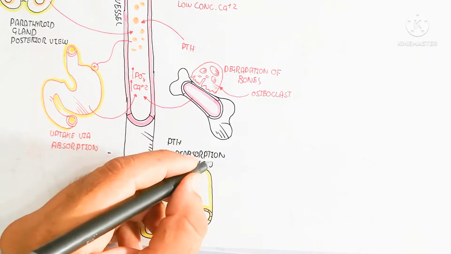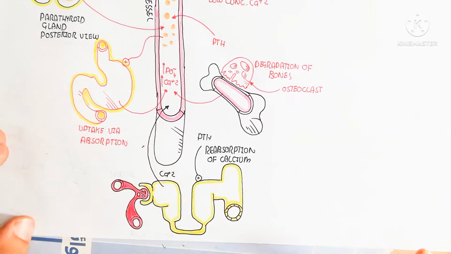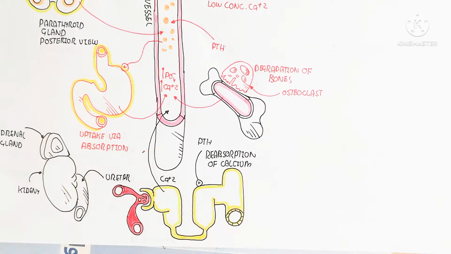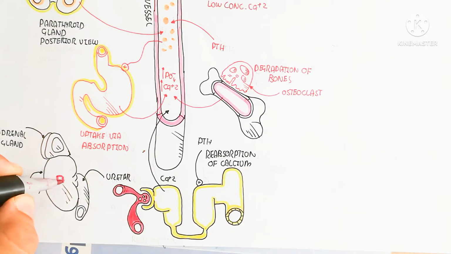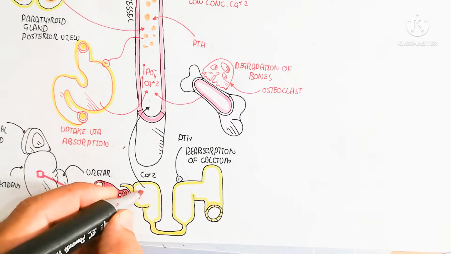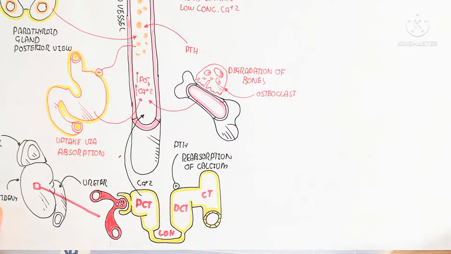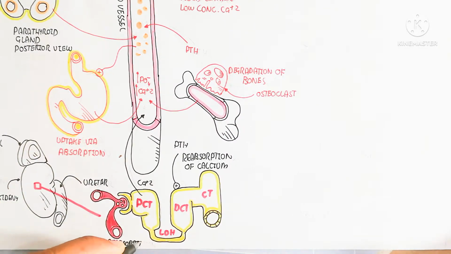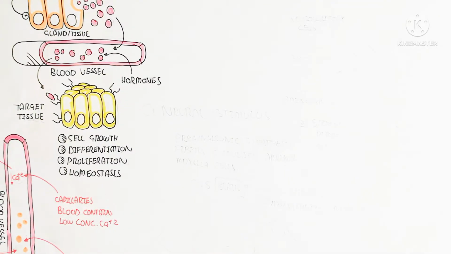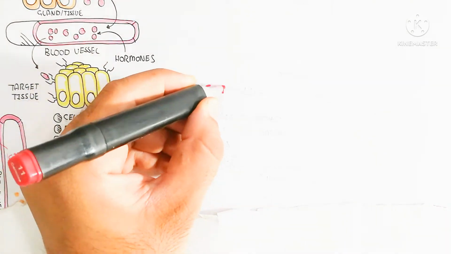And on the other hand, in the kidney, this is the nephron, where reabsorption of calcium from the filtrate will be increased. So this is the kidney, which has the adrenal gland, kidney and ureter. The unit of the urinary system is the nephron, which contains the proximal convoluted tubule, loop of Henle, distal convoluted tubule and collecting duct, and the afferent and efferent arteriole, glomerulus and Bowman capsule.